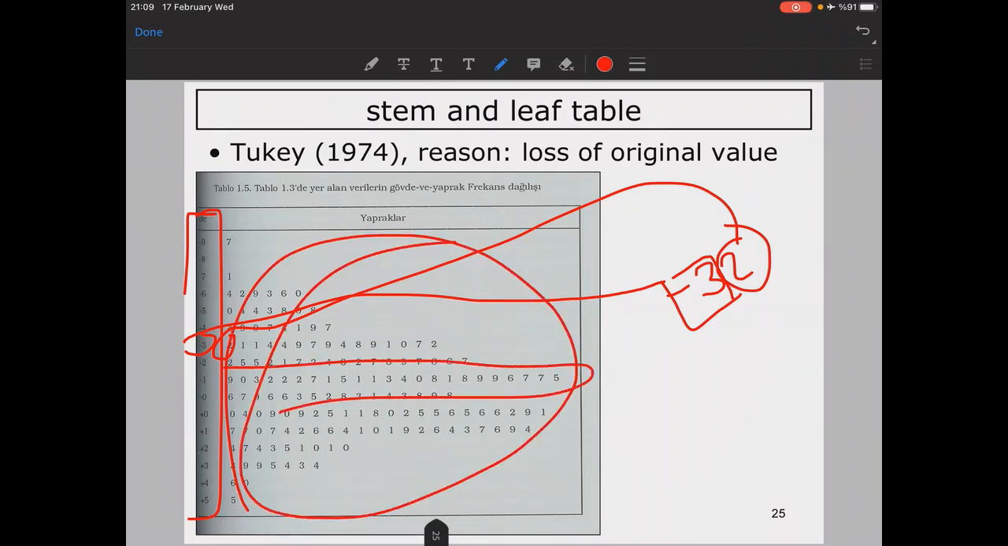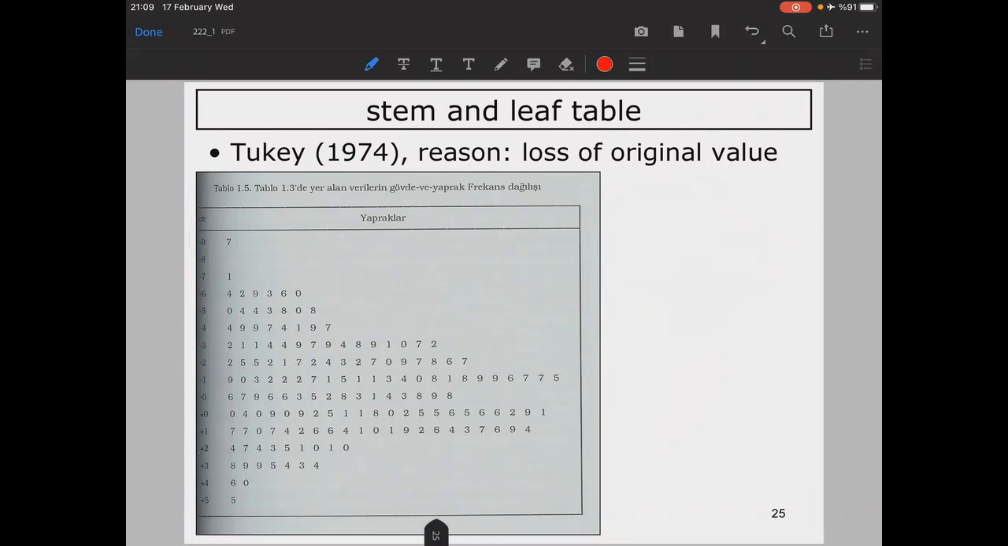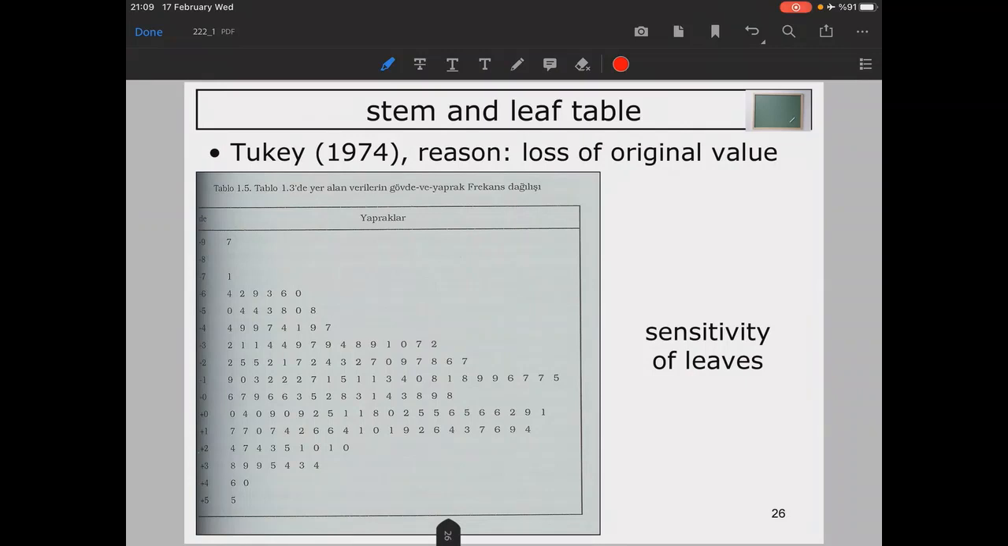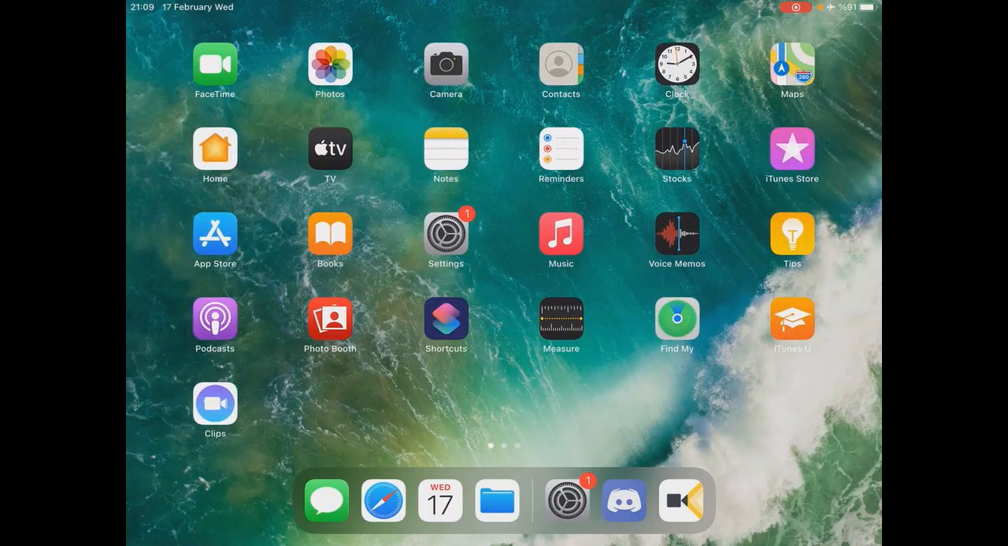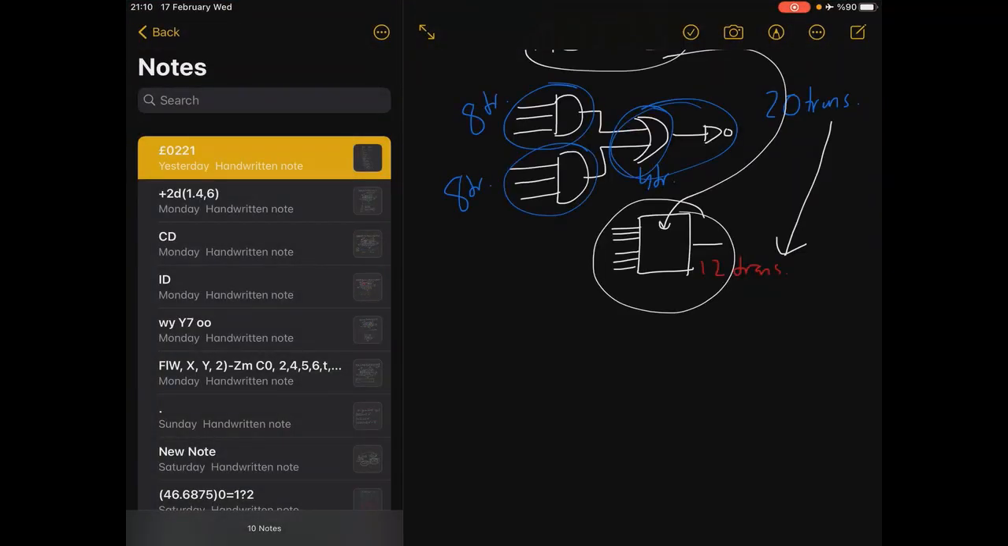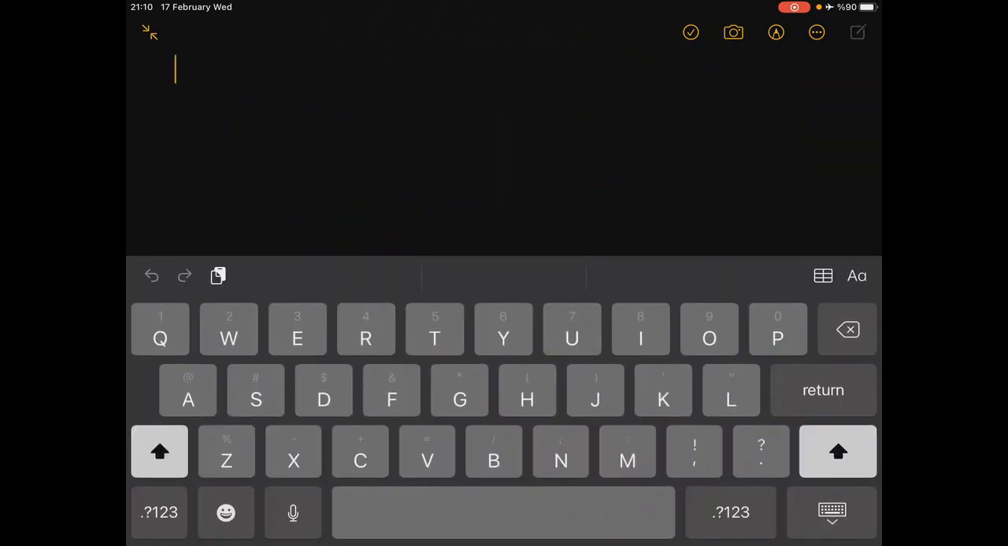Okay, stem and leaf table. This is how we use the stem and leaf table to avoid losing the original value or original data, because it is important to have the original data. Here the sensitivity of leaves are also important, because suppose that you have some more data like this. Let me try to show you here in my notes, for example. Let me just give one example to you from the textbook, from our textbook.